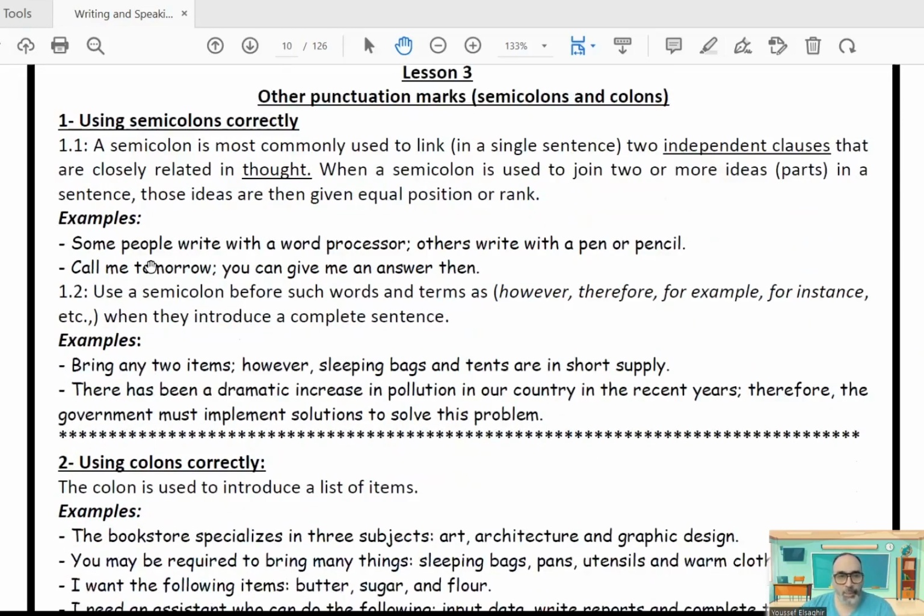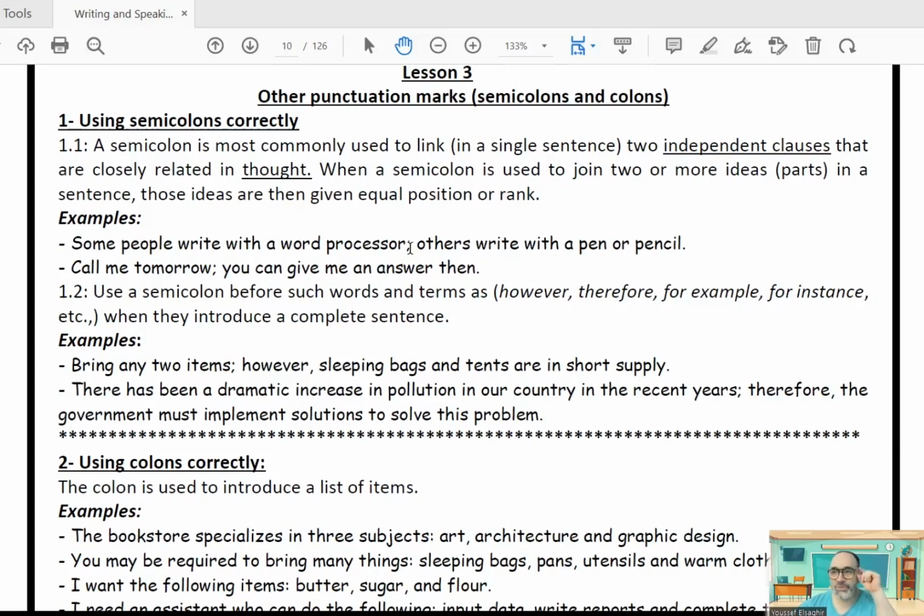You can look at this example. Some people write with the word processor; that's a semicolon if you don't know what it is. So you have a period on top and a comma underneath the period. Others write with a pen or a pencil. So there is no connector between these two sentences. You don't have anything like, for example, while. While some people write with the word processor, others write with a pen or a pencil. You don't have that. There's no while. There is no connector. But still, we're using a semicolon.